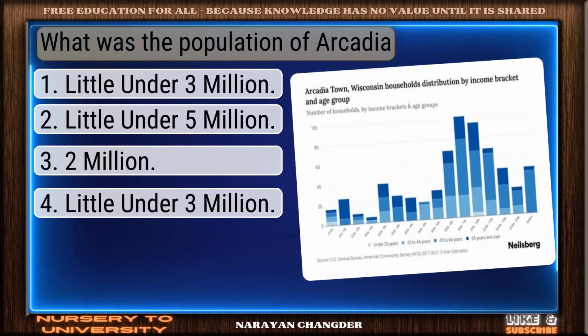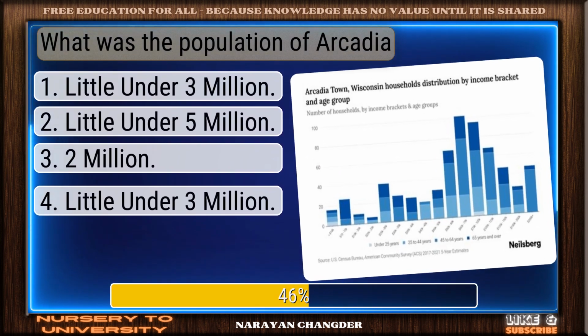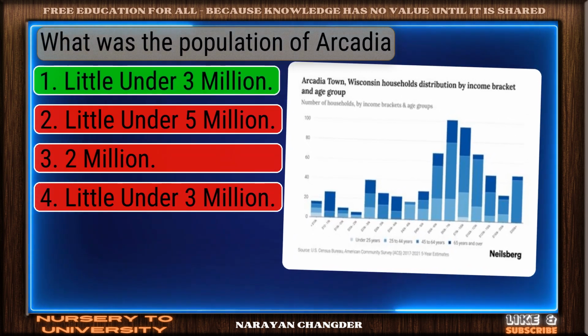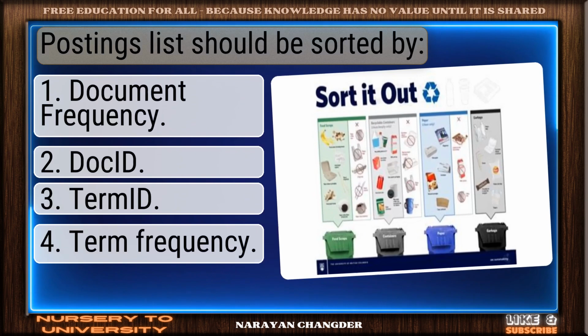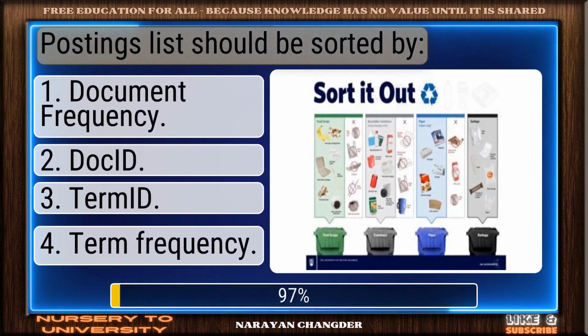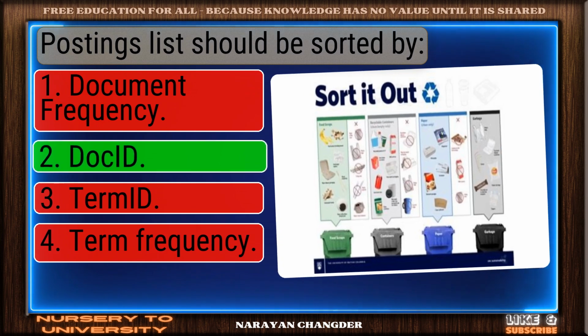What was the population of Arcadia? Good thinking. Little under 3 million is the right answer. Postings list should be sorted by. You got it. Your choice is right.